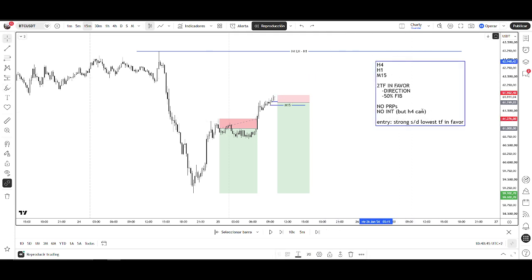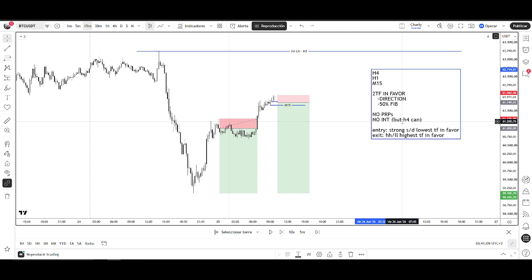Now the exit goes at the higher high or the lower low of the highest time frame in favor, and this is what allows you to catch such a big runner. If the highest time frame in favor is the 4 hours and we're looking for sells, our exit will be placed at the lower low of the 4 hours. Easy peasy. So these are the rules, basically.